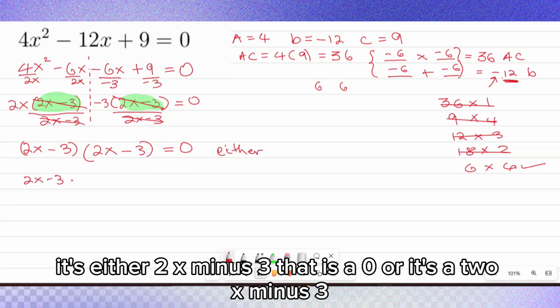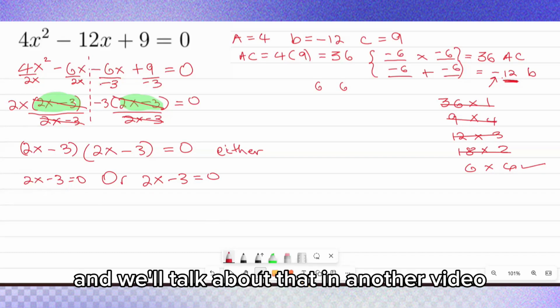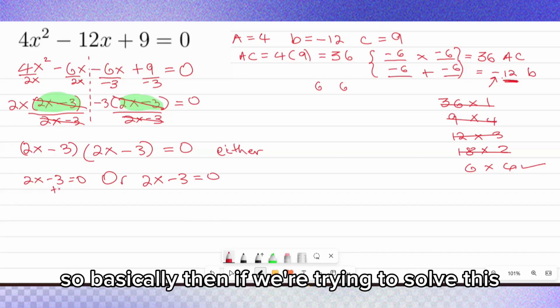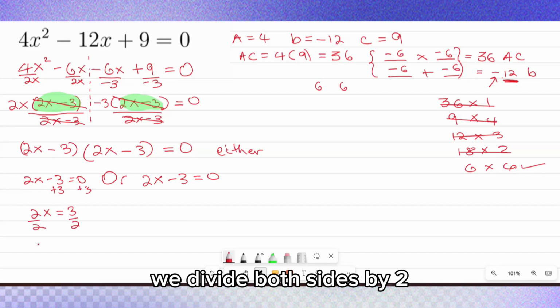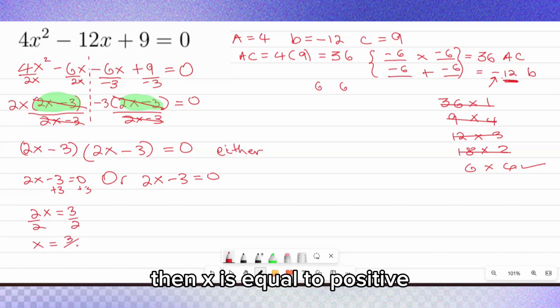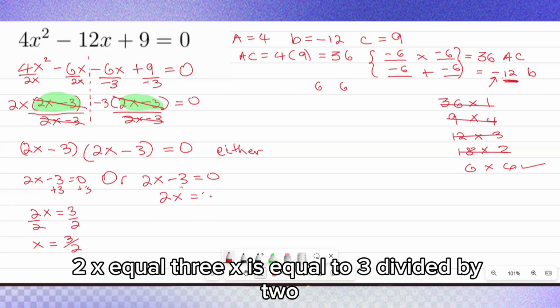2x minus 3 is 0, or it's 2x minus 3. We definitely see that we're seeing the same thing. We'll talk about that in another video. So basically then, if we're trying to solve this, what are we looking at? We're looking at 2x, which is equal to 3. We divide both sides by 2. Then x is equal to positive 3 divided by 2, or 1.5. And you can see this is the same thing. 2x equals 3. x is equal to 3 divided by 2.